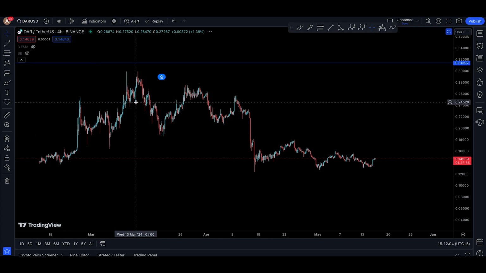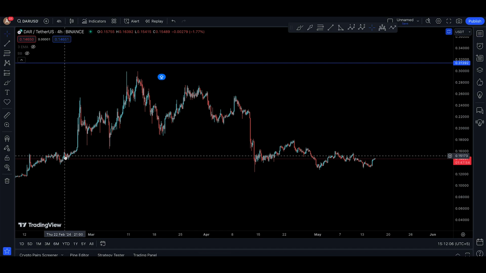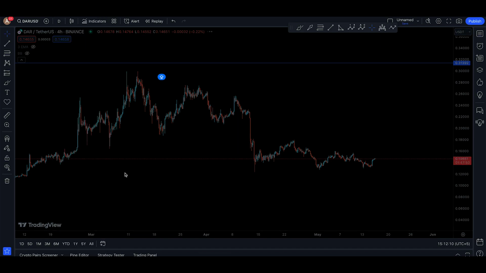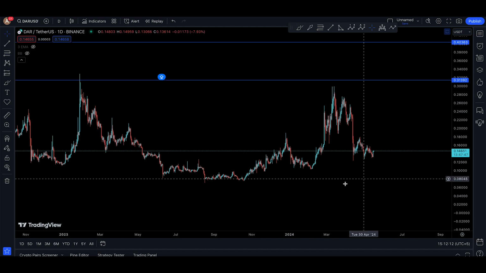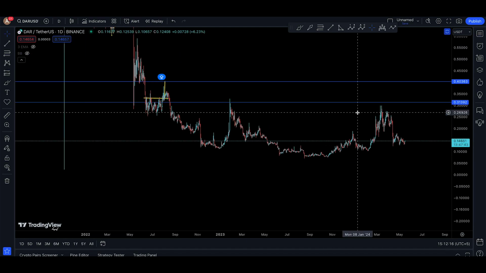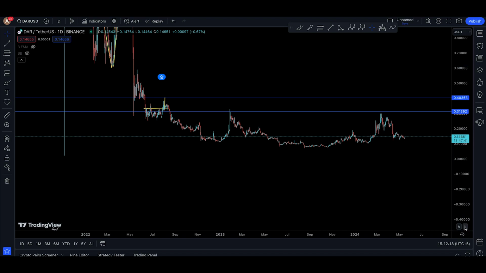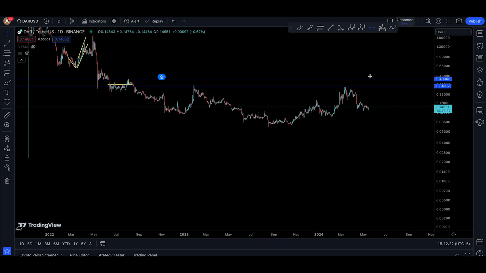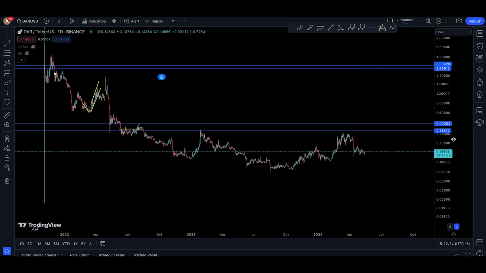So DAR, I don't know the full name, Dalarnia or something like that, whatever Narnia this is, but the coin is a requested coin, which I will be talking about today. I have already marked some places that this coin has struggled in the past to really break above, and I think that it's down. It's really down.